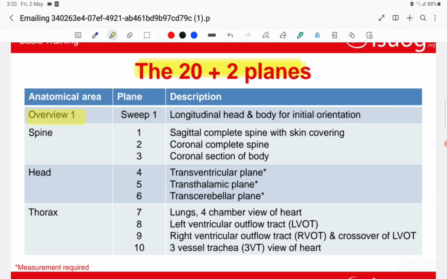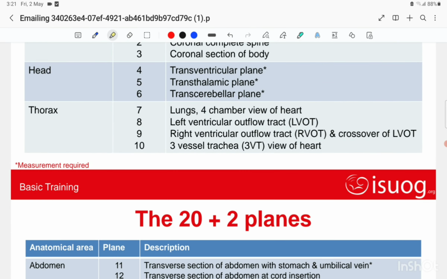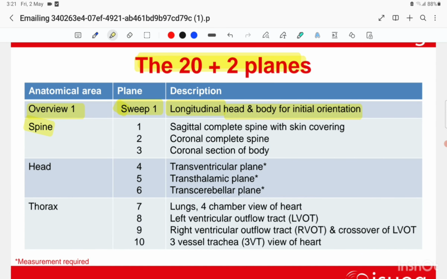There are a total of 9 anatomical areas, 20 planes and 2 overviews. In sweep 1, you have to do a longitudinal view and see the head and body for initial orientation of the fetus, whether the fetus lies in a longitudinal lie or a transverse lie, and whether the presentation is cephalic, breech or any other presentation. So the first plane is your spine anatomical area. So total 9 anatomical areas and 20 planes. The first anatomical area is the spine.